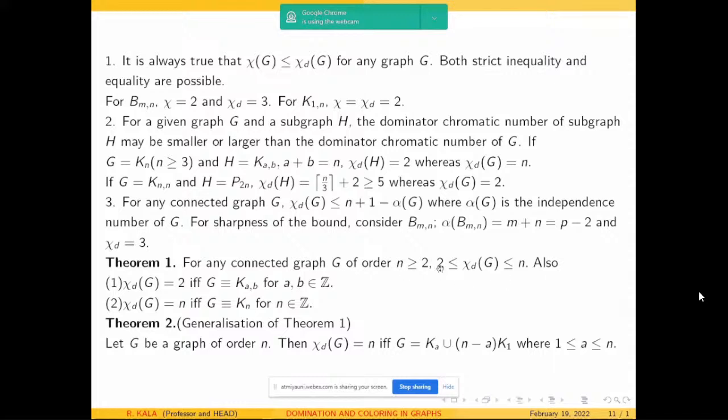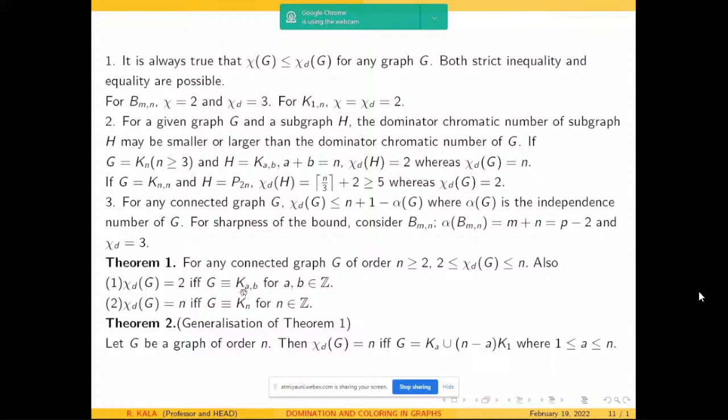And this is a characterization for these two bounds. That is, for any graph of order n greater than or equal to 2, chi d lies between 2 and n. And these two bounds, the lower bound as well as the upper bound, are characterized. Chi d is 2 if and only if my graph is the complete bipartite graph K a comma b, and chi d is n if and only if my graph is K n. Again, one part is obvious. If I take K a comma b, chi d is 2, so I have two color classes, and it is a dominator coloring.